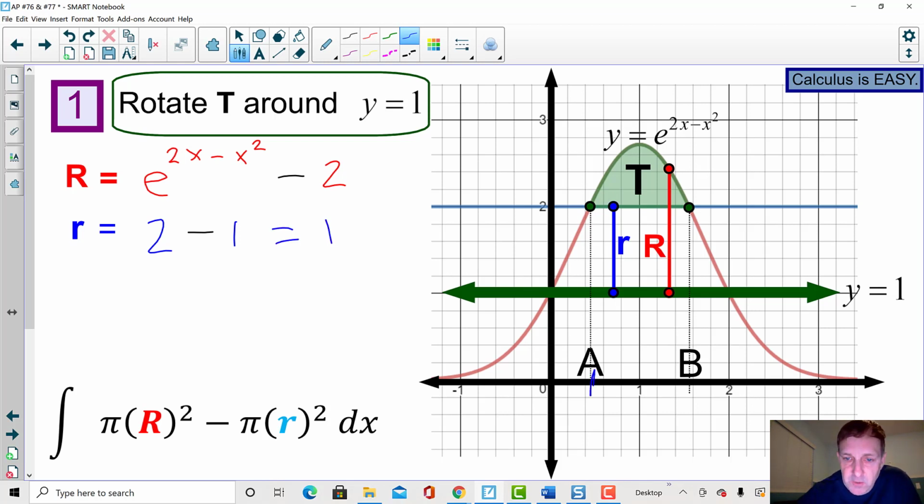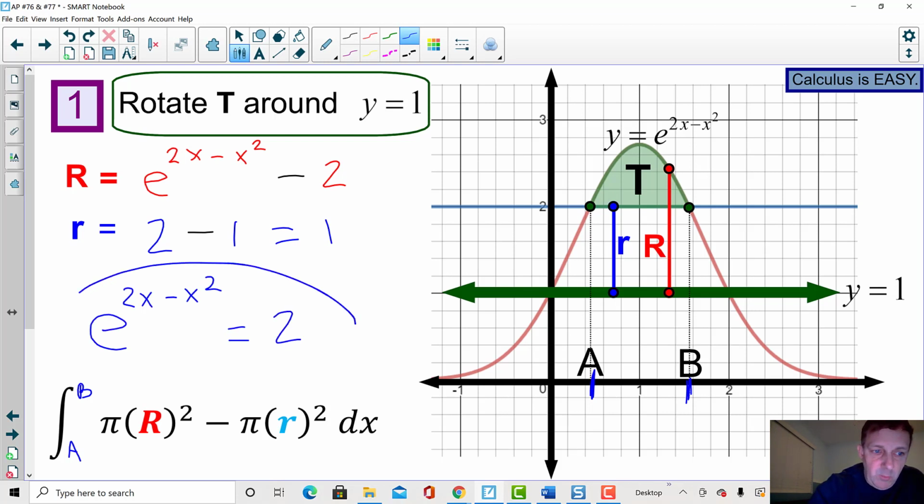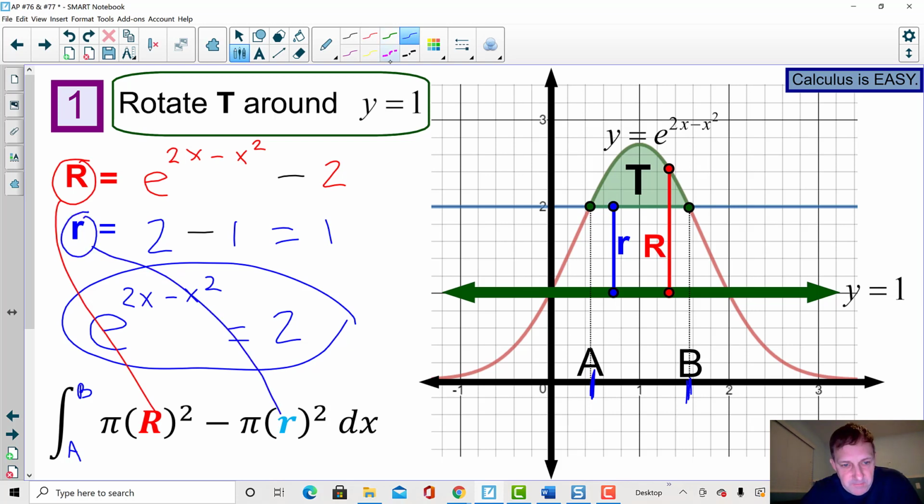Now our integral does go from a to b. Those are x values. But we got to solve for the a and the b. And we'll do it by setting the curve equal to the line y equals 2. So we have to solve this equation here to find our a and our b. And that's pretty much it. Once you plug in the big radius and you plug in the little radius, you'll basically be done. That'll be the integral that you need to plug into your calculator to get your answer.